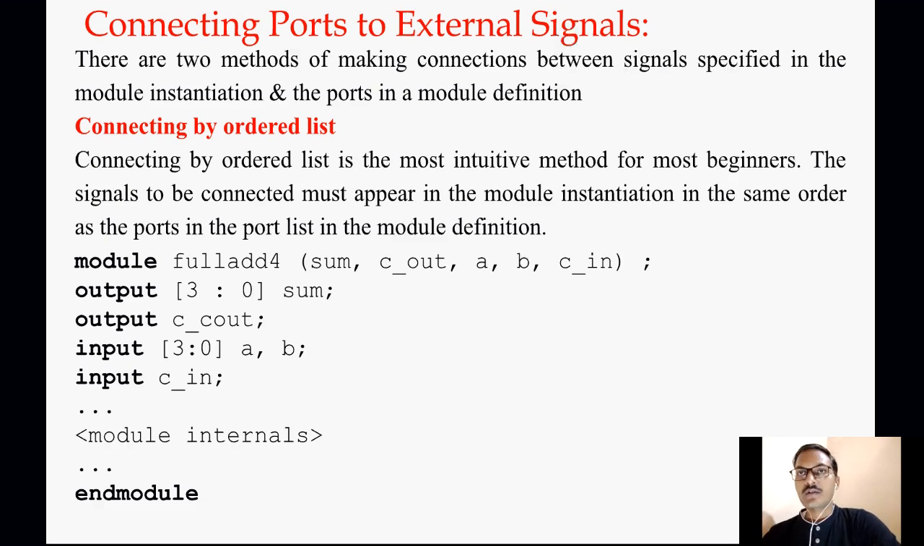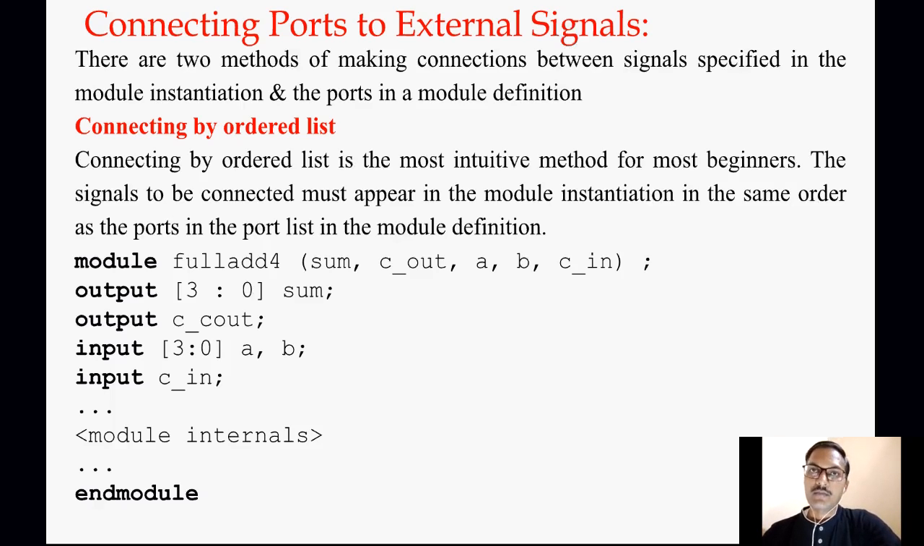Then connecting ports to external signals. There are two methods for making the connection between the signals specified in the module instantiation and the ports in the module definition. First, connecting by ordered list. This is the most intuitive method, meant for beginners. The signals to be connected must appear in the module instantiation in the same order as the ports in the port list of the module definition.